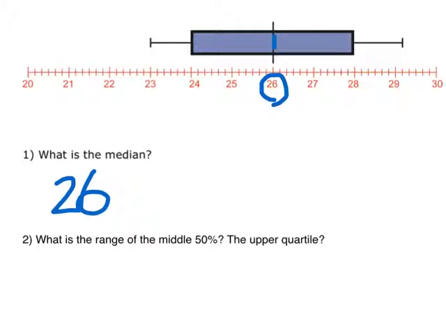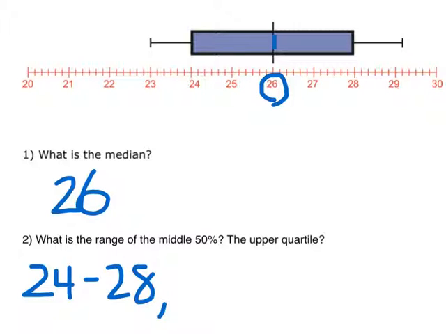And then the next question is, what is the range of the middle 50%? So the middle 50%, like I just mentioned before, the middle 50% is this entire box. So it goes from 24 right here all the way to 28. So the range of the middle 50% is 24 to 28.